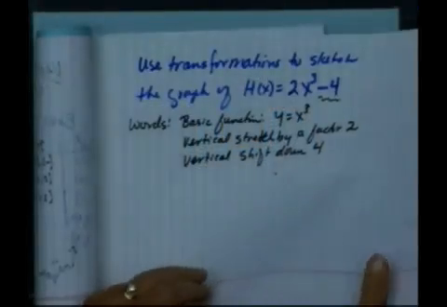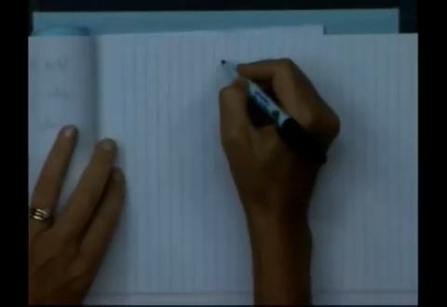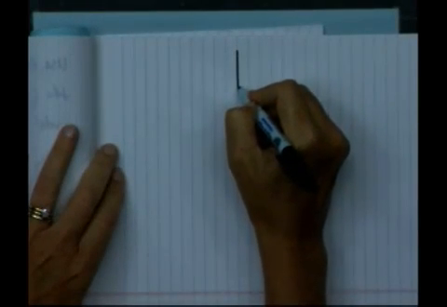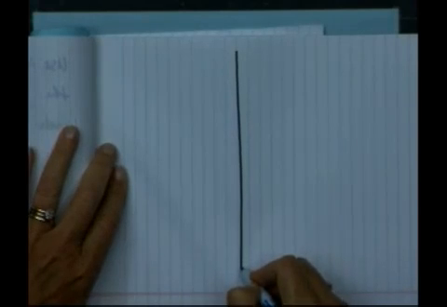All right, so I'm just going to flip the page over so I make sure I have plenty of room. And let's set up our graph. We know we're going to be shifting down 4, so you might as well put a lot of space below the x-axis.